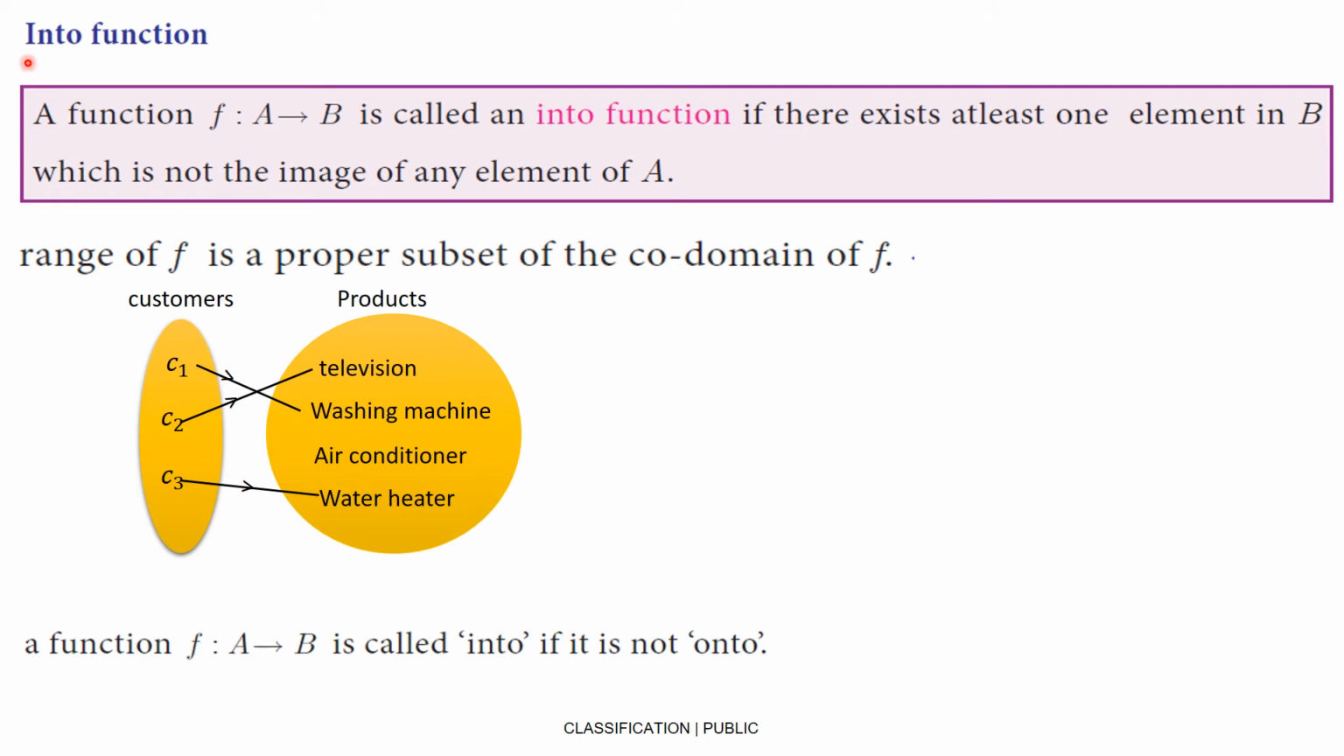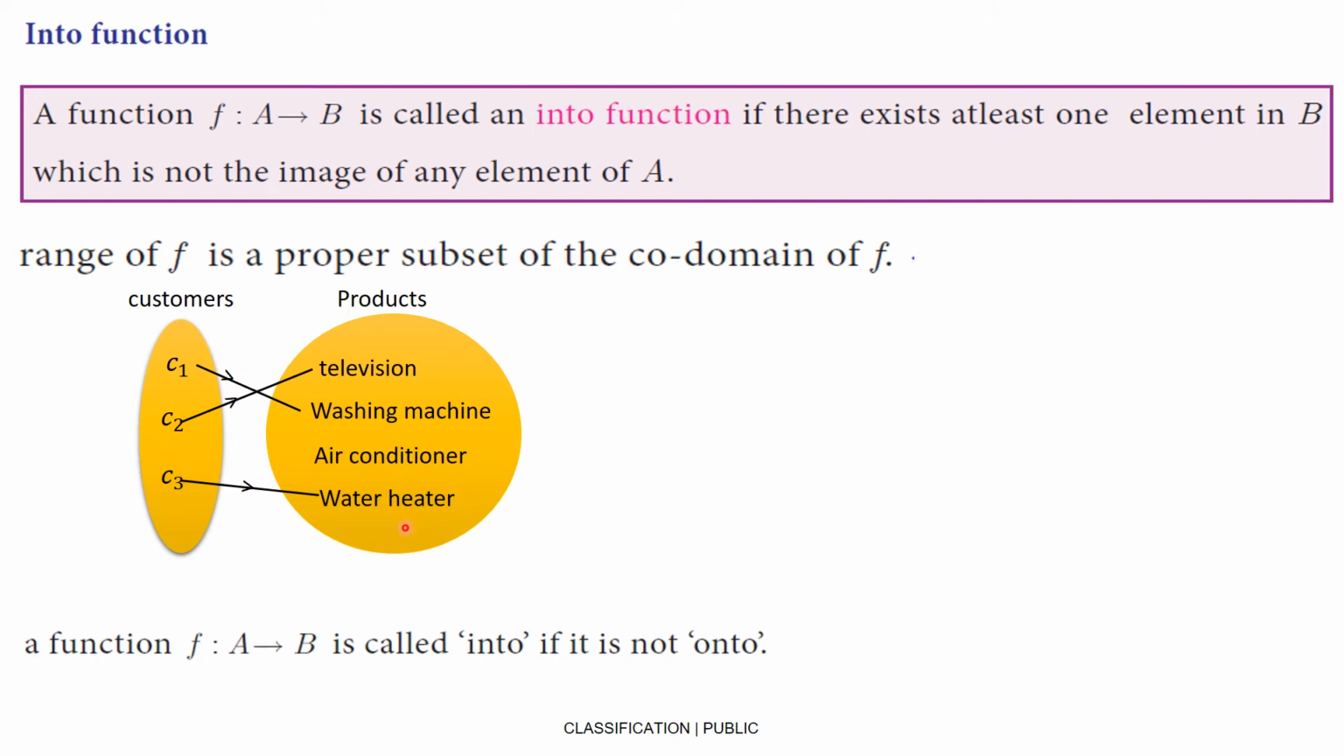Here, into function. A function f such that A tends to B is called an into function if there exists at least one element in B which is not the image of any element in A. Here you see one example. In that showroom, all products are available, that is television, washing machine, air conditioner and water heater. Three customers choose the products. C1 chooses washing machine, C2 chooses television and C3 chooses water heater, but nobody chooses air conditioner. This is the example for into function.